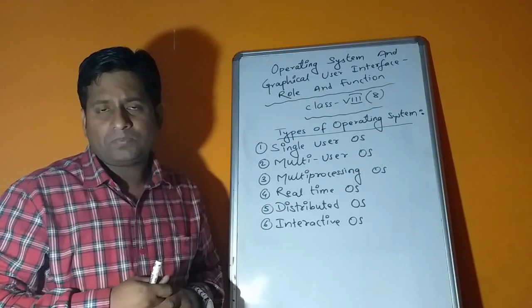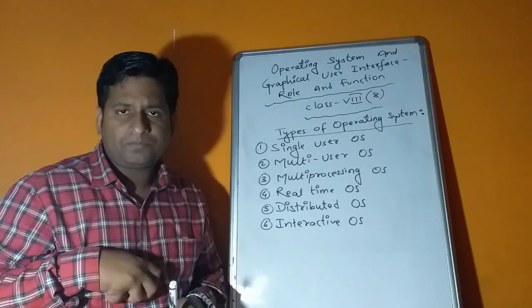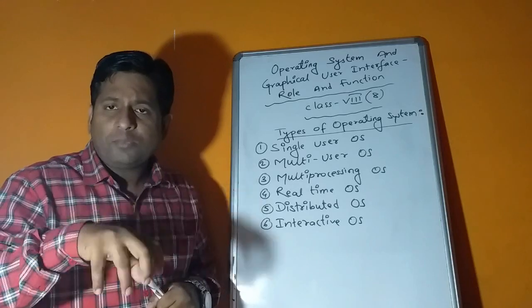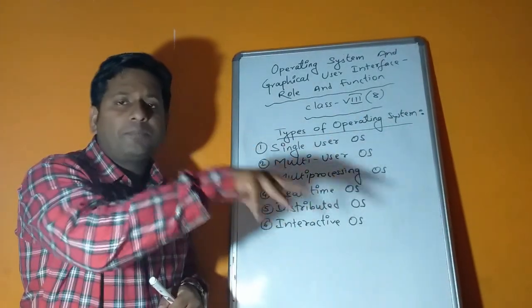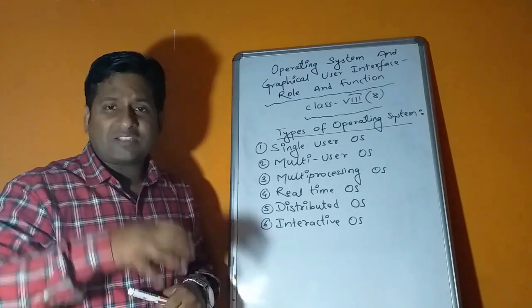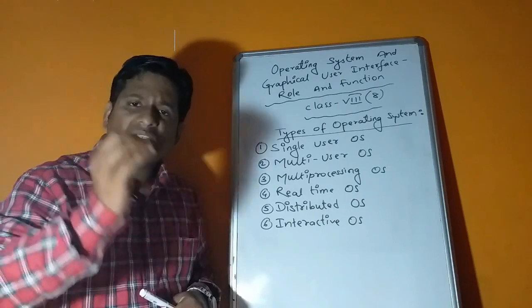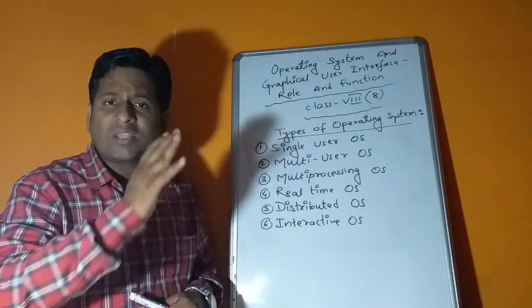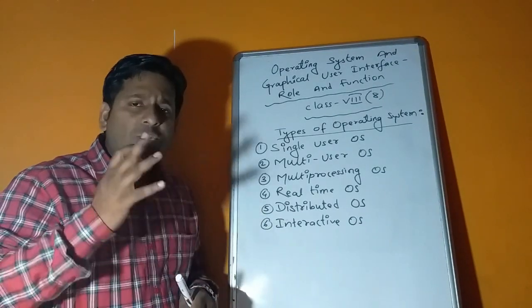In a bank, what happens? One main computer is there, that is the server, and that computer is distributed. That operating system is used by many other computers. So that's the best example of multi-user. Many users can interact with a single computer, a single operating system.